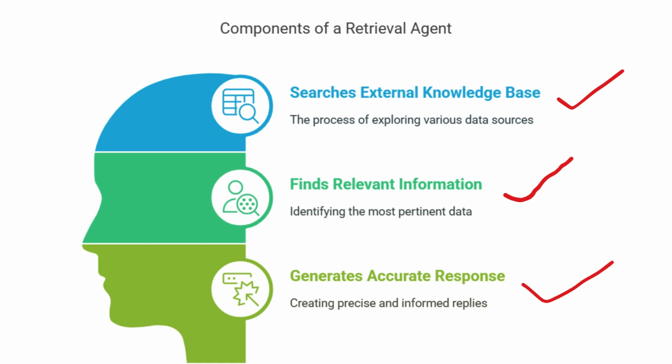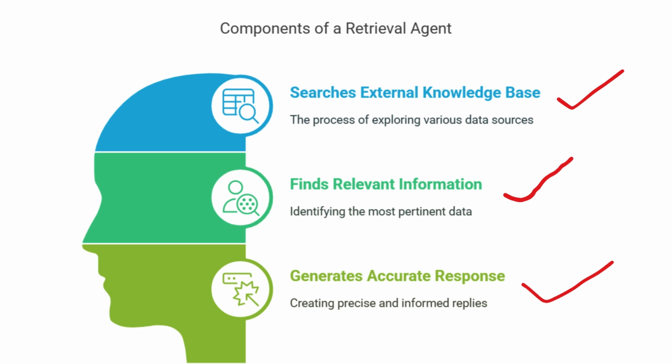Let's say we're building an AI that answers medical questions. If a user asks, "What are the latest treatments for Alzheimer's?" a standard LLM might give a generic answer based on its pre-existing knowledge. A retrieval agent, however, would search a medical knowledge base for the latest research papers, retrieve relevant articles from scientific journals, and summarize new findings to provide an up-to-date answer. This makes retrieval agents far more powerful than standard LLMs, especially in fields where accuracy and real-time knowledge retrieval are critical.